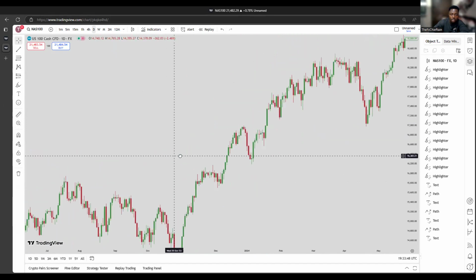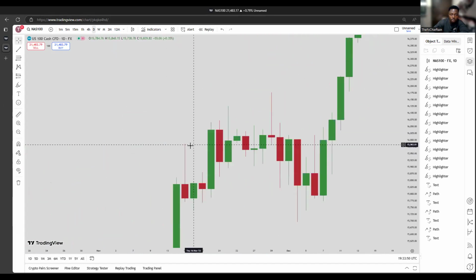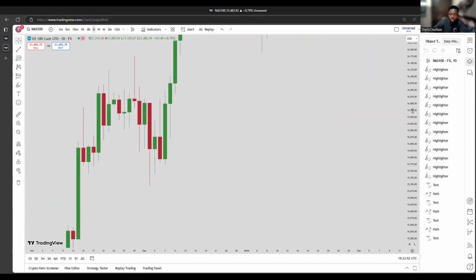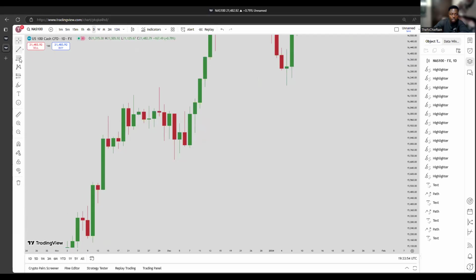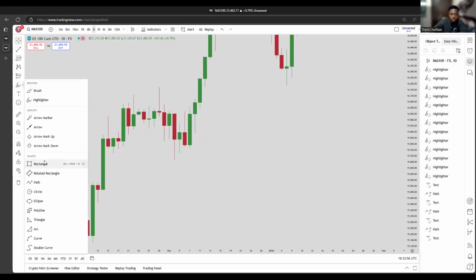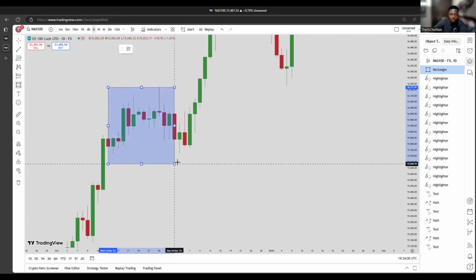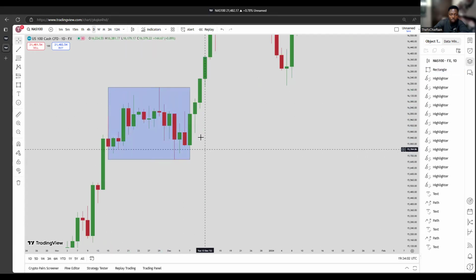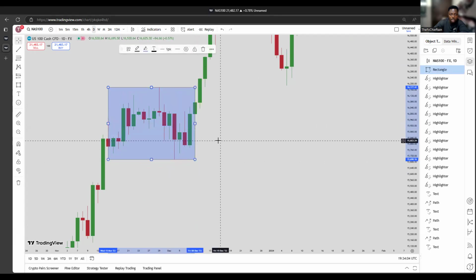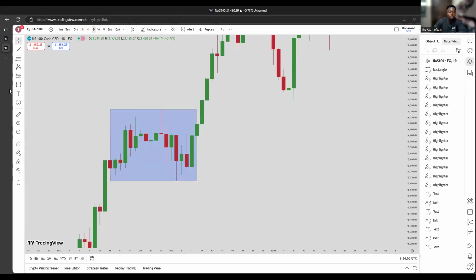Let's see. All right, so this is it. Remember, I said it's creating equal highs and equal lows. You want to come to your tools here. You want to use your rectangle, and you want to get the highest point of that price level and the lowest point of the price level. And this is what it looks like.